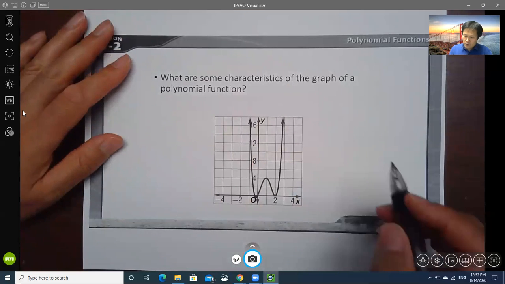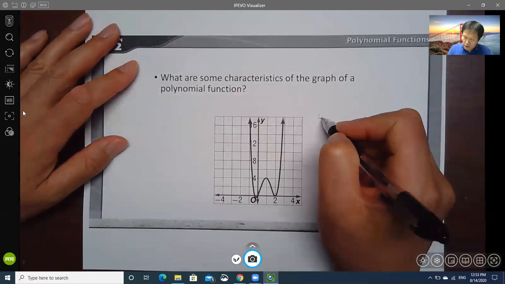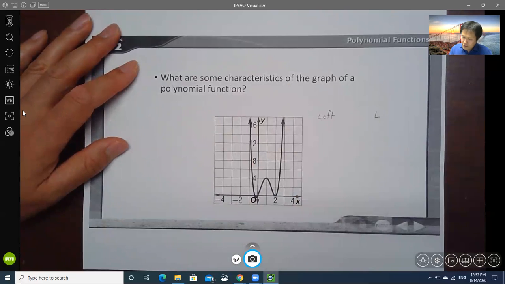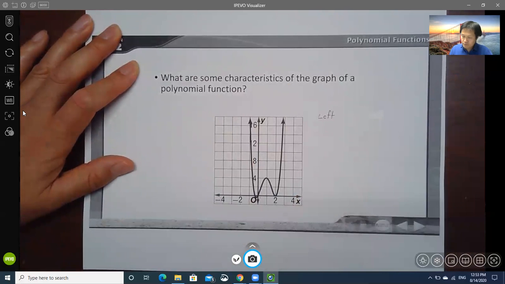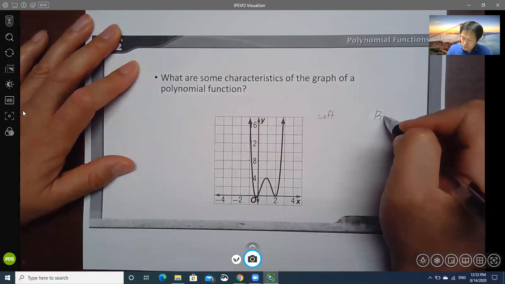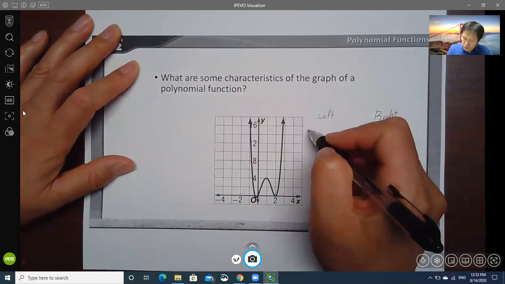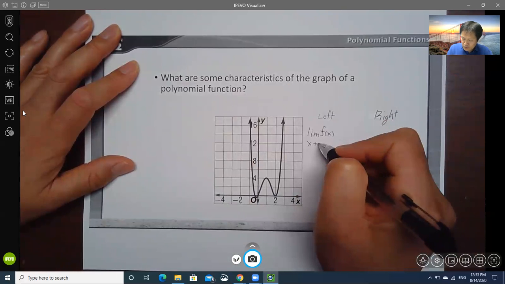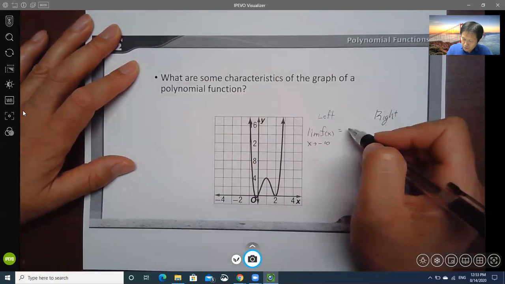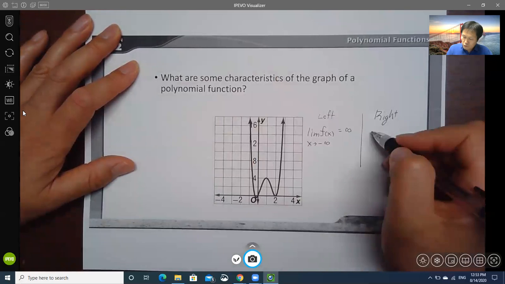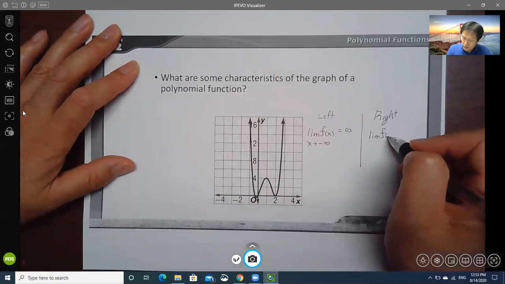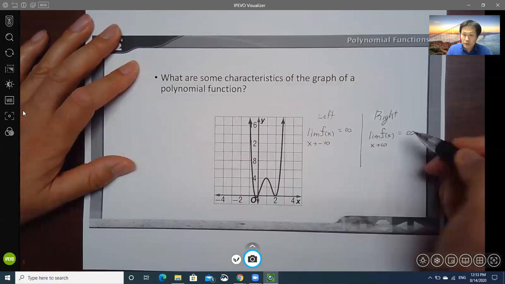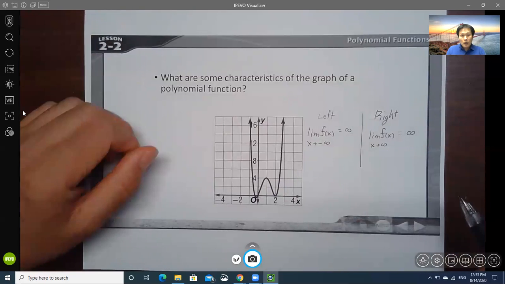And the behavior, if I ask you to write left and right, left it will be limit of f of x as x approaches minus infinity goes up, positive infinity. Right limit will be limit of f of x as x approaches infinity will be positive infinity, goes up.